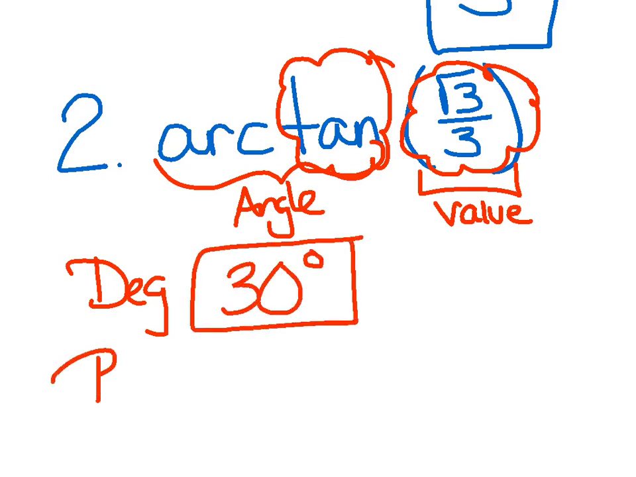Okay, now let's put that same answer in radians. And hopefully you don't have to use the formula for these two. If you see 30 degrees, you should actually be thinking pi over 6.